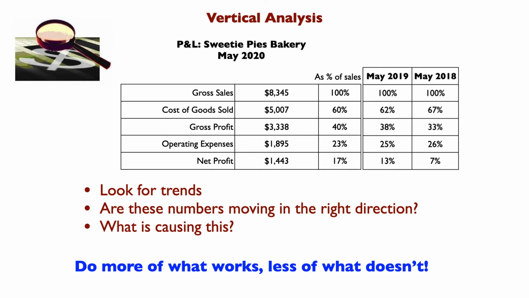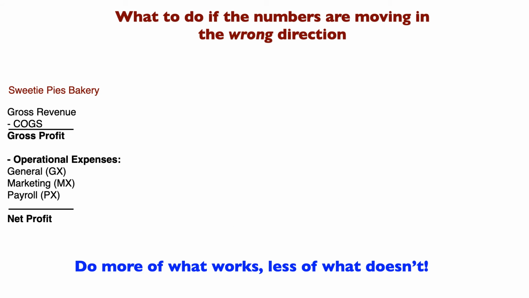She always asks every month, every quarter, every year, what can I do more of that works and less of what doesn't? But let's say the numbers are moving in the wrong direction. What can she do there? Well, let's take a look. Her goal here is to increase net profits. As you know, net profit is the result of gross profit minus operational expenses. So if we can increase gross profit and decrease operational expenses, then mathematically net profit has to increase.